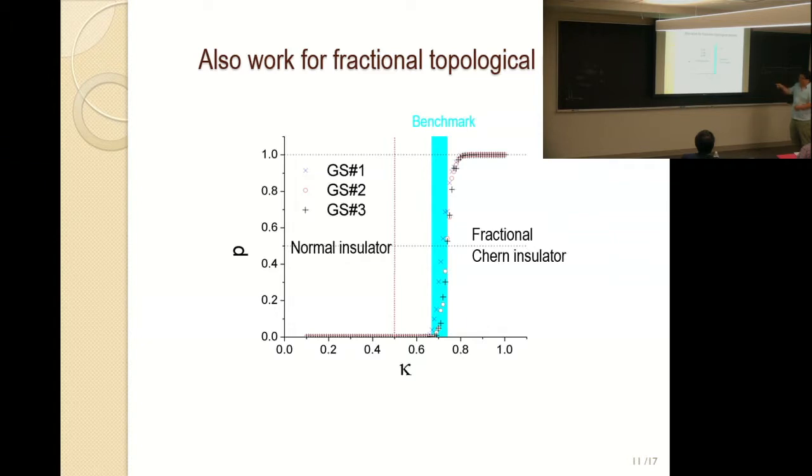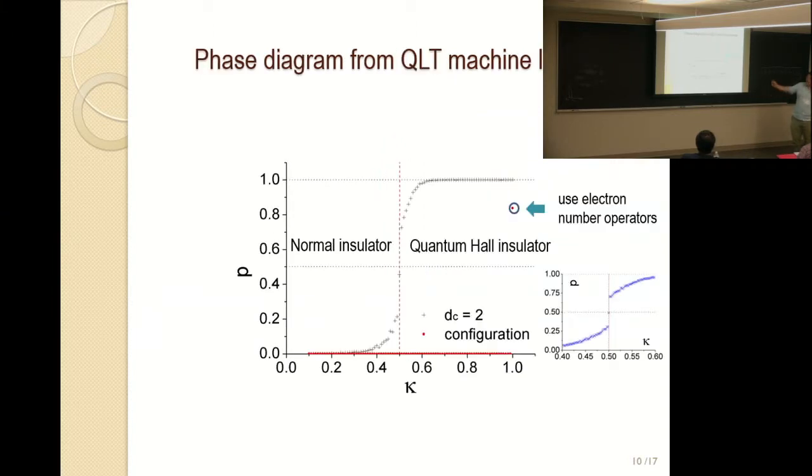Left side is a Chern insulator or a trivial insulator? Left hand side is a trivial insulator. How can you go from a trivial insulator to a fractional Chern insulator? Okay, so this is a projective construction. In other words, we just consider the previous example, which is a normal insulator and a Chern insulator.